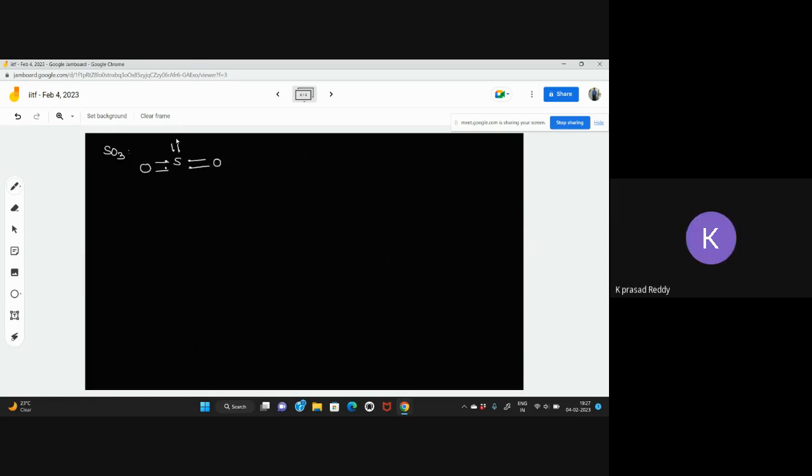So here x is 3 plus 0, and we have sp2 hybridization. sp2 hybridization means trigonal planar. Trigonal planar. Next, let me go for anions. Okay? Anions and cations, in case of ions.